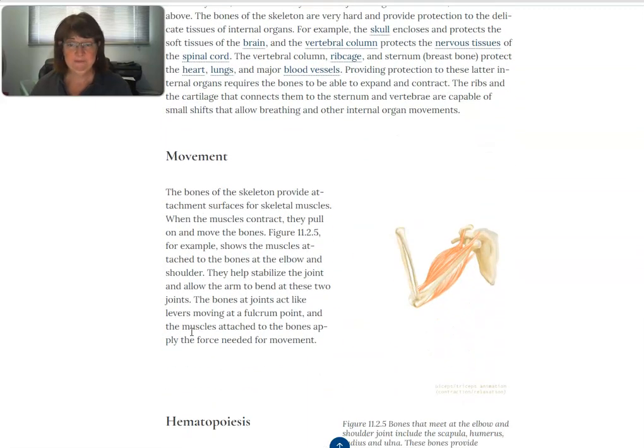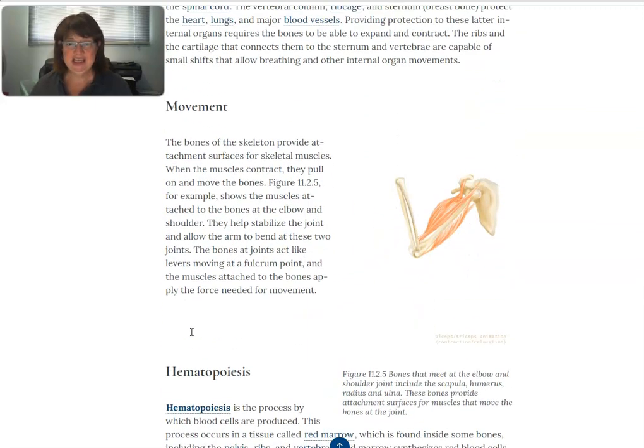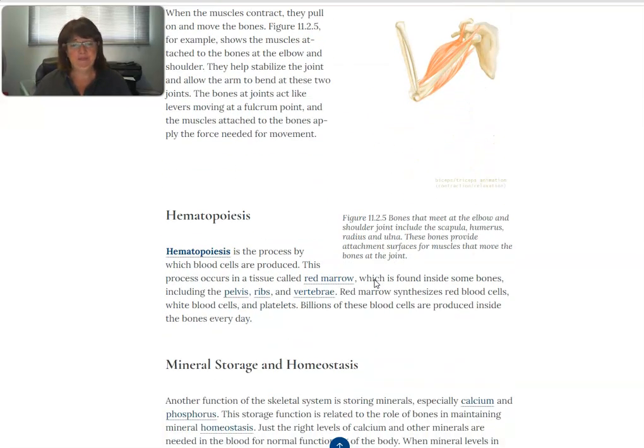Good. When it comes to movement, I said the bones act as levers for the muscles to pull on. And here's an example. So here's your shoulder joint. And then here is your radius at the bottom. And by having a muscle pull on it, it adds to the movement of the arm.